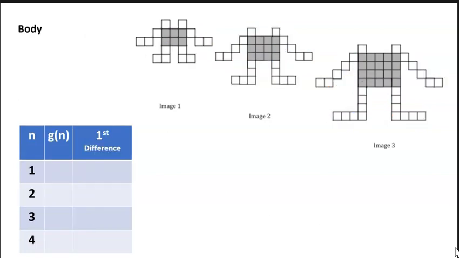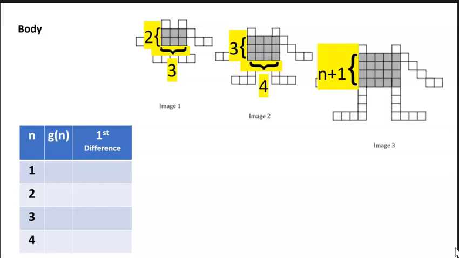To create the equation for the body of the figure, I look at the dimensions of each rectangle. In the first figure, the dimensions of the rectangle are 2 by 3. In the second figure, the dimensions are 3 by 4. When writing the explicit equation, I want to relate the image number to the dimensions of the rectangle. I can see that the height of the figure is 1 more than the image number, and the width is 2 more than the image number.